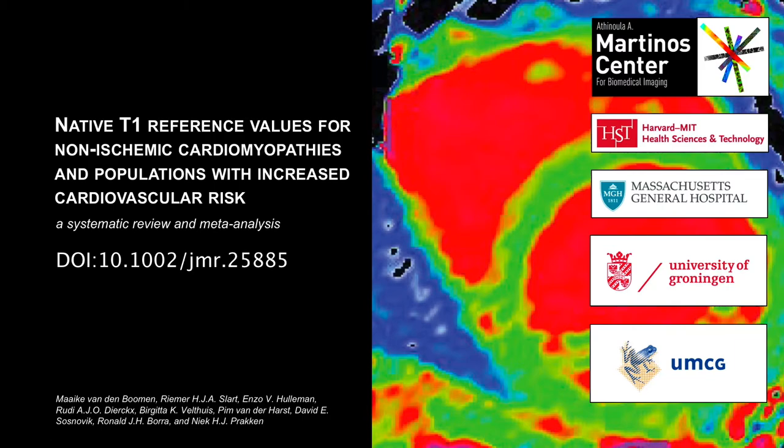Hello, I am Maaike van den Boomen, the corresponding author of this meta-analysis paper on native T1 reference values for non-ischemic cardiomyopathies and populations with increased cardiovascular risk. This paper is recently published in Journal of MRI, and you can find it under the DOI on the screen.